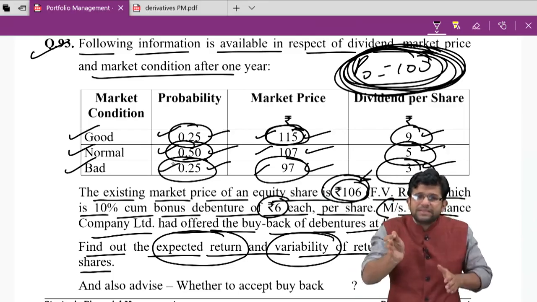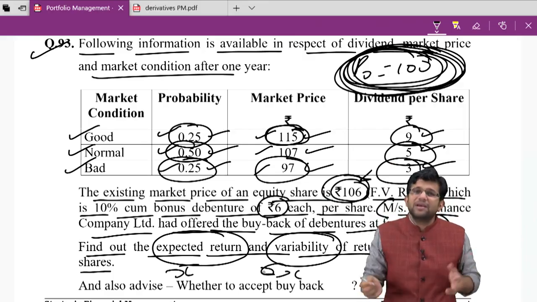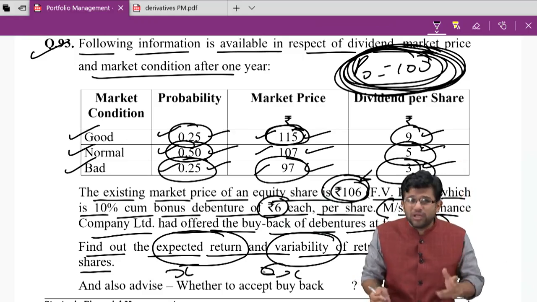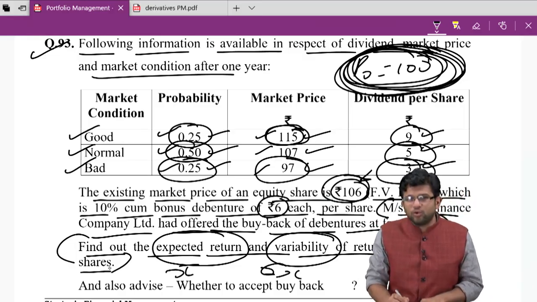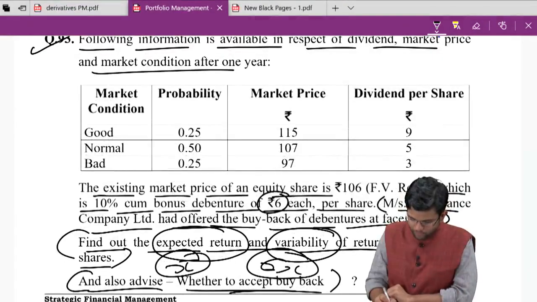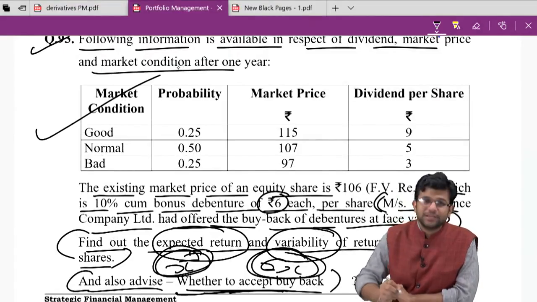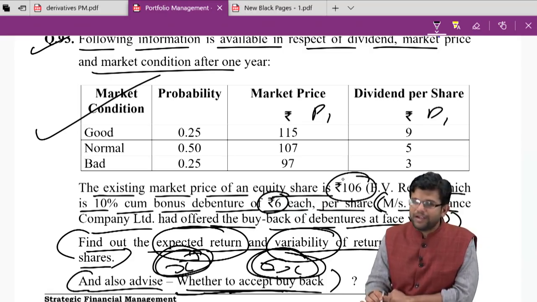We have the probabilities, we have the X. Can we find X bar and sigma X, students? We have been doing this day in and day out since the time portfolio started. In fact, since the initial modules only we were doing this. So nothing much in this particular case, right? Students, what you have to only understand in this case is advice whether to accept the buyback or not. Okay friends, so before I explain to you this buyback thing, that is this bracket here, let us first calculate the X bar and sigma X of this equity share, correct? Students, I'm very sure you understand this is P1 given to you, this is D1 given to you, and your P0 is 100, right? Not 106.